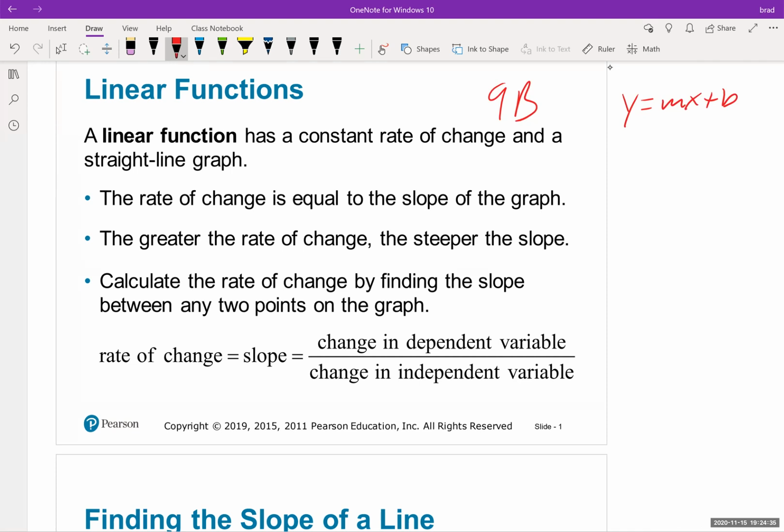It says a linear function has a constant rate of change and a straight line graph, okay? So the rate of change is equal to the slope of the graph. That's what we're really going to focus on in this section: slope, okay? The greater the rate of change, the steeper the slope, okay? And we'll go over that in a second. Calculate the rate of change by finding the slope between any 2 points on the graph.